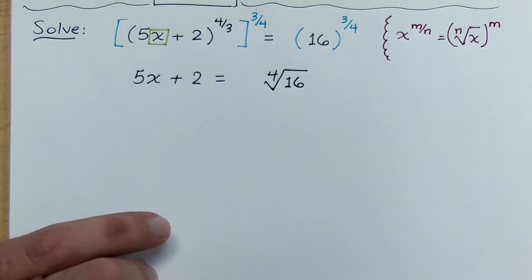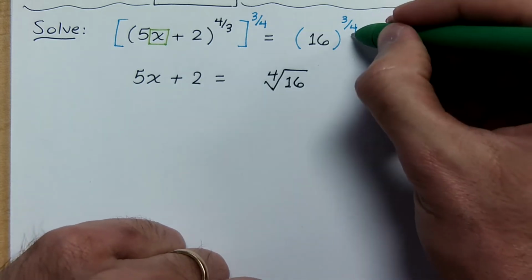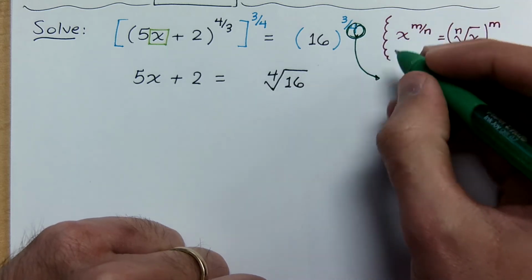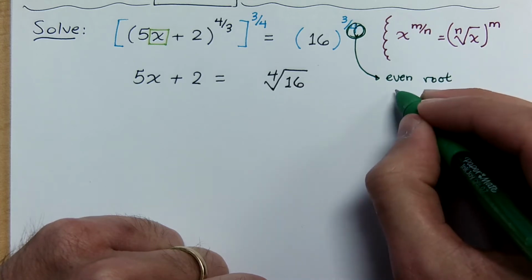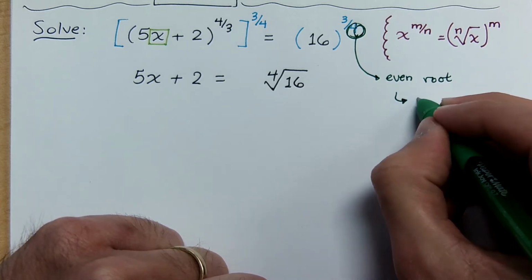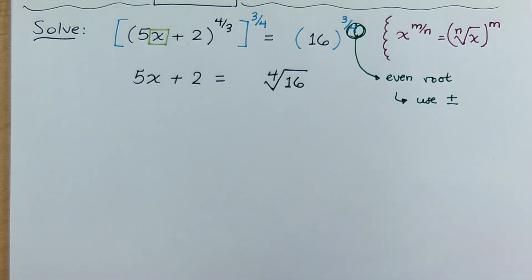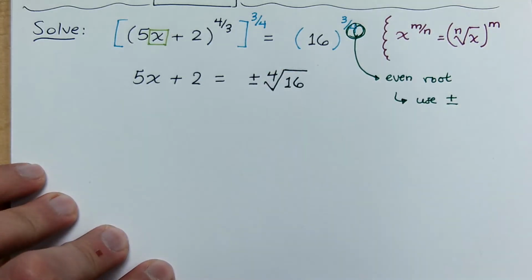Now I want you to pause for just a second. We are basically taking the 4th root of both sides, and since we're doing that, you've got to pay attention to this one little guy right here. This 4 means an even root, and if you are taking an even root of both sides, then you have to use plus or minus. So since that denominator is 4 and we're taking the 4th root, you've got to use the plus or minus. So over here, this is going to be plus or minus that 4th root of 16.